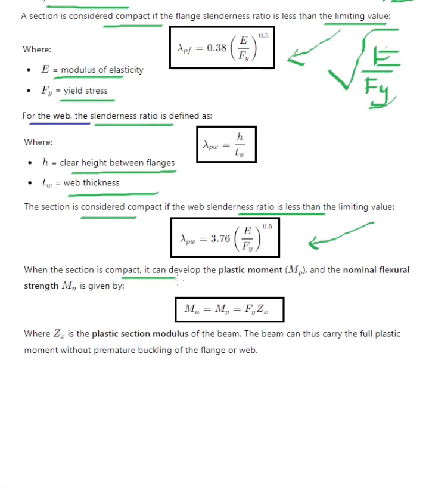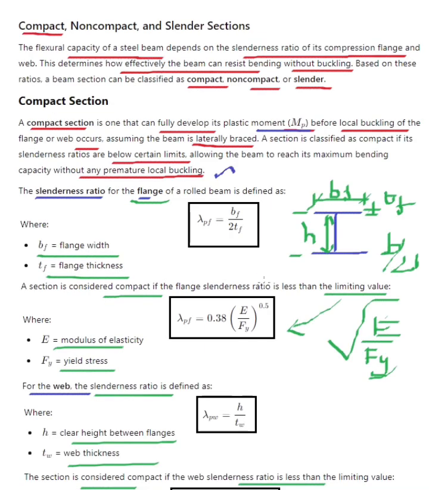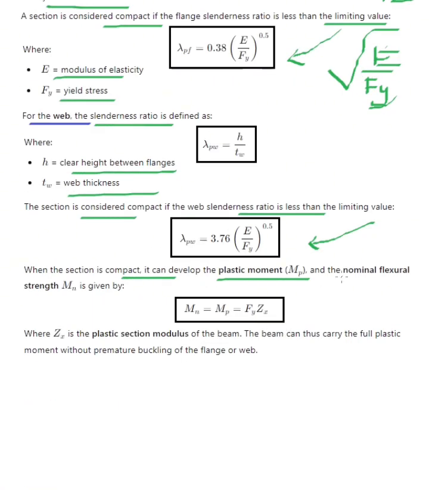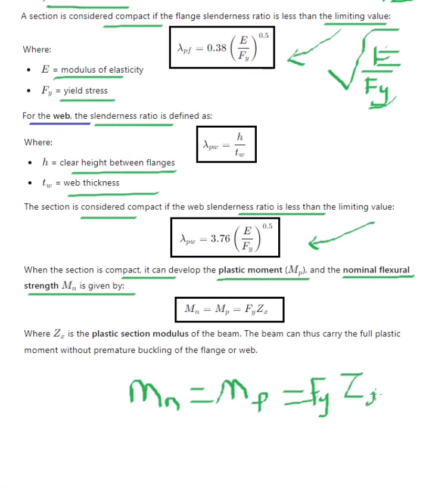When the section is compact, it can develop its plastic moment. I told you that it can fully develop its plastic moment if the section is compact and properly laterally braced. So the plastic moment means the nominal strength, which we can calculate as Mn equals Mp. Mp is the plastic moment, Fy is the yield stress of the beam, and Zx is the plastic section modulus of the beam.